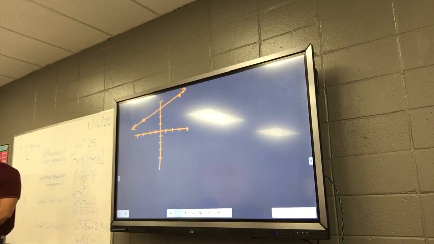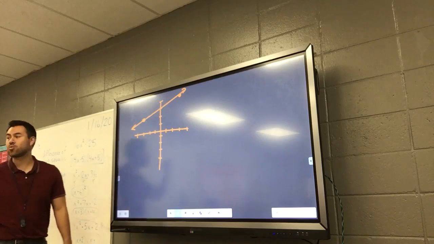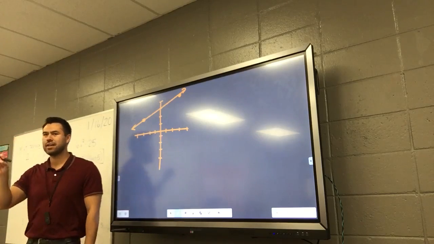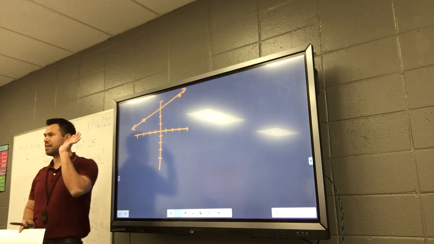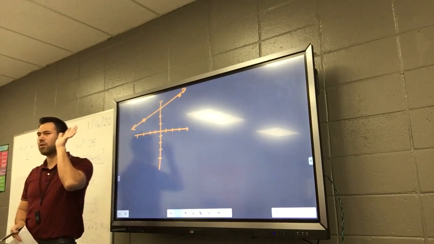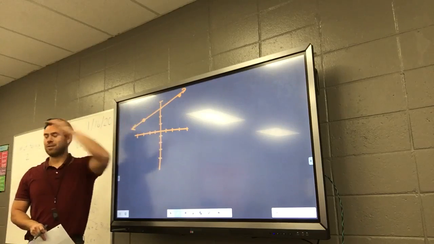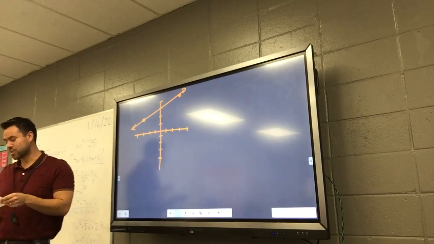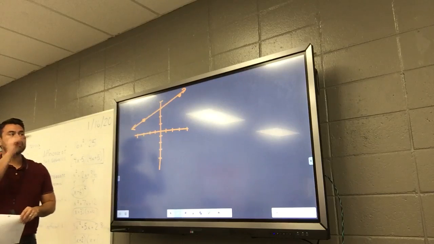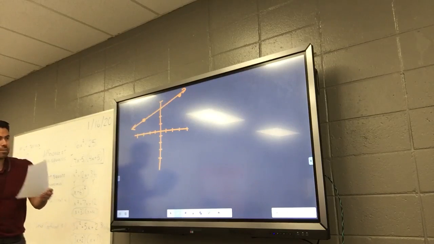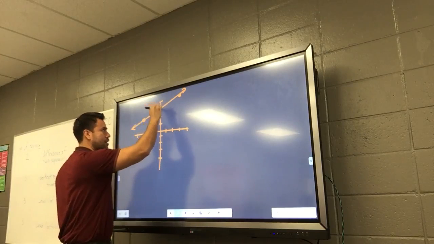Did your line cross the y-axis at positive 3? How many of you crossed exactly at positive 3 on the y-axis? How many of you it's around there, pretty close but not exactly? How many of you it's way off, like positive 2 or 4 or 5? Okay, it shouldn't be that. I'm going to give you the graphs so you won't have to do it on your own. But if you got it right here, this is good.